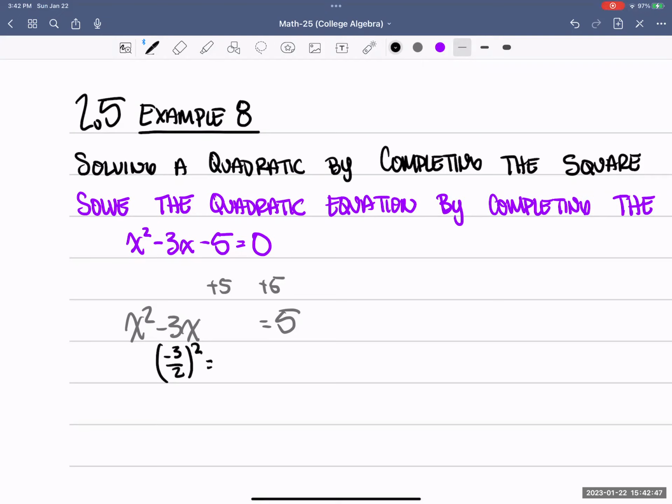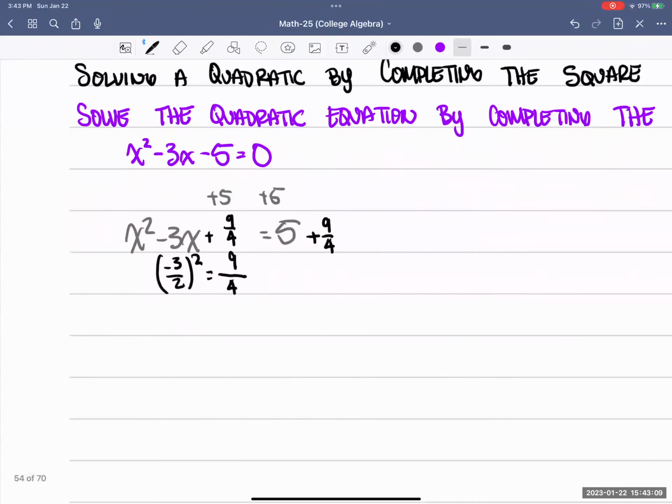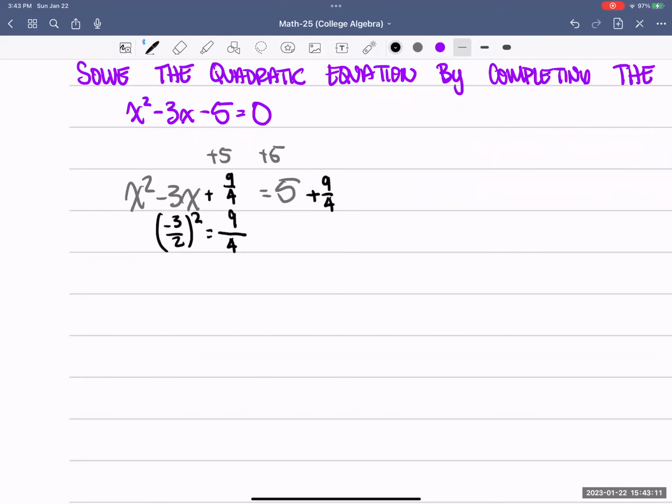That does not simplify, so we just square both top and bottom. 3 squared is 9. Negative times negative is going to be a positive either way. And 2 squared is 4. So we're going to add 9/4 here, and also add 9/4 here. What we do to one side, we also have to do to the other side.